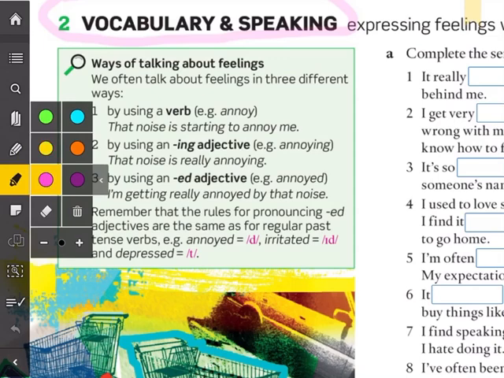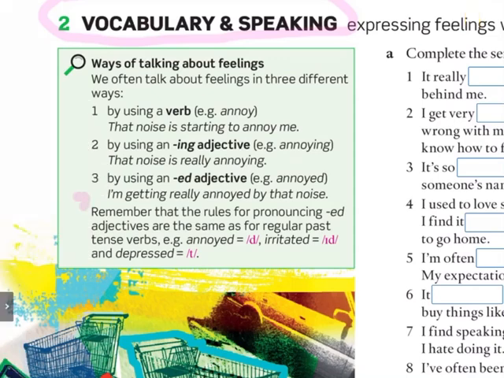Now here it says, remember that the rules for pronouncing ed adjectives are the same as for regular past tense verbs. For example, annoyed ends with the sound d. Because annoy has a voiced sound, so the voiced sounds go with the voiced sound d. Irritated is a verb which ends in the letter T, or the letter D would be another example. And in that case, the ed is pronounced id.